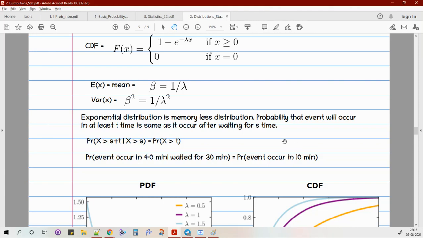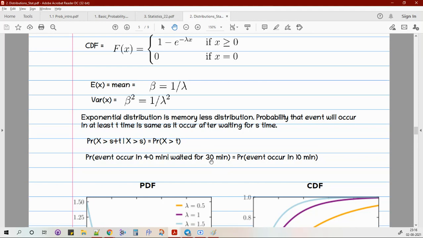Basically, it says that when a random variable occurs, it is reset. You can go again with the same value, like here 30 plus 10, 40. So we can measure the 10 individually. It resets after the occurrence of an event, at the same rate.